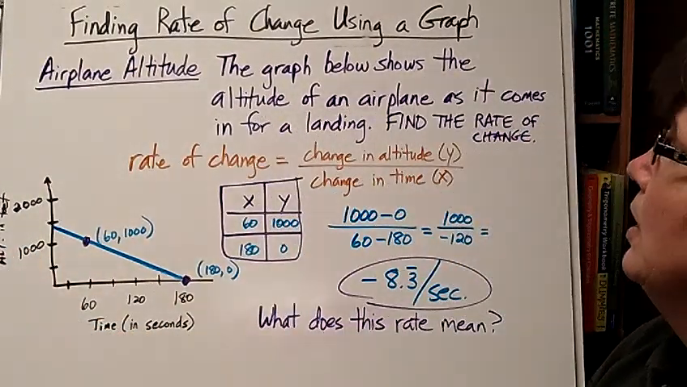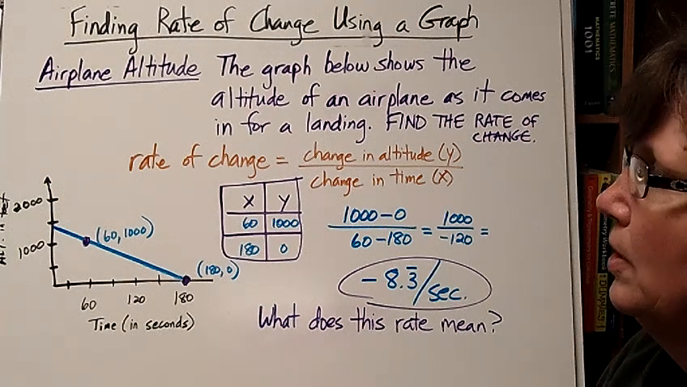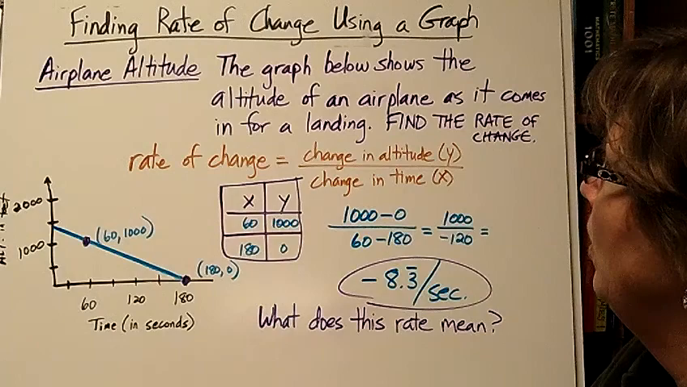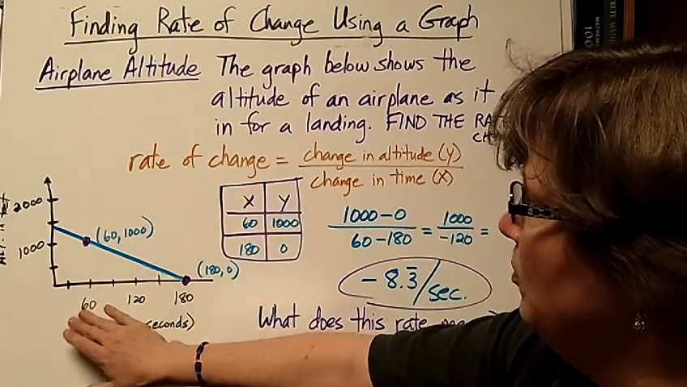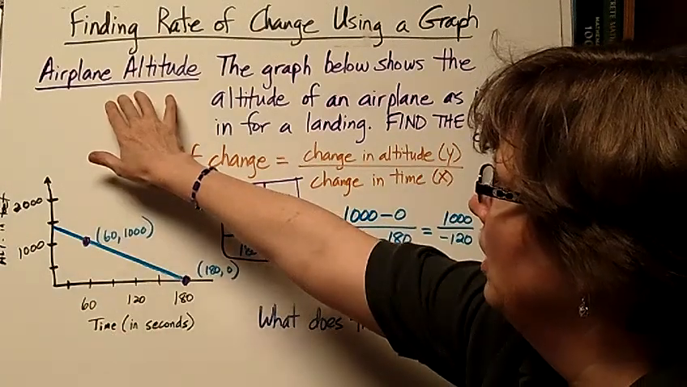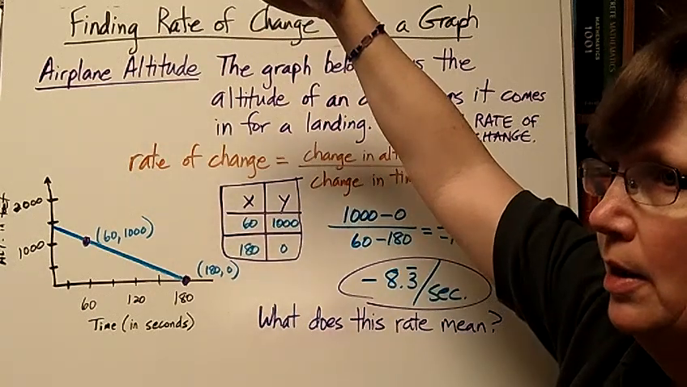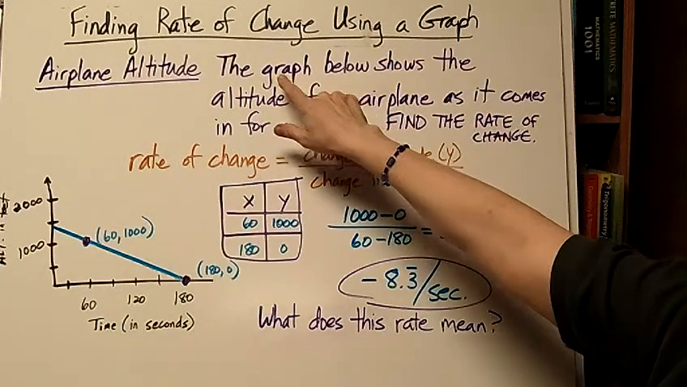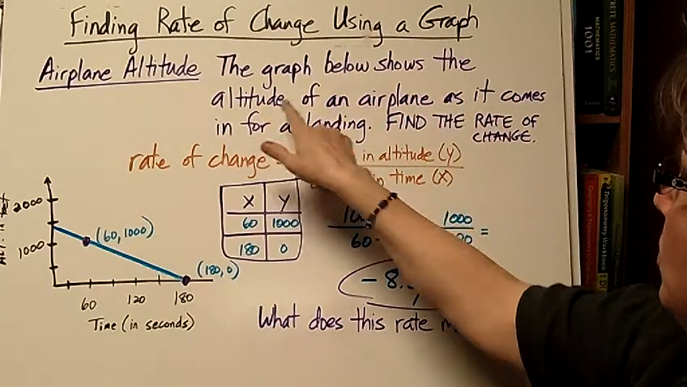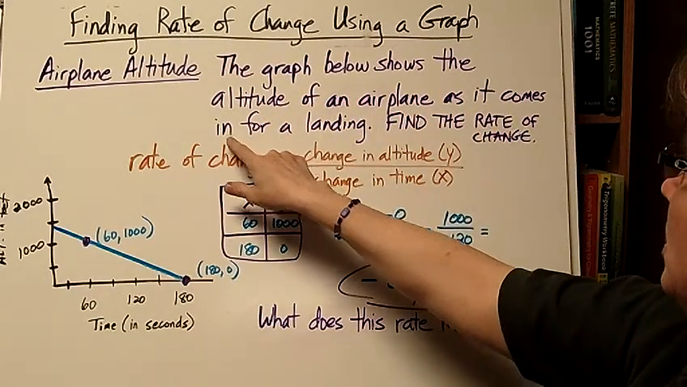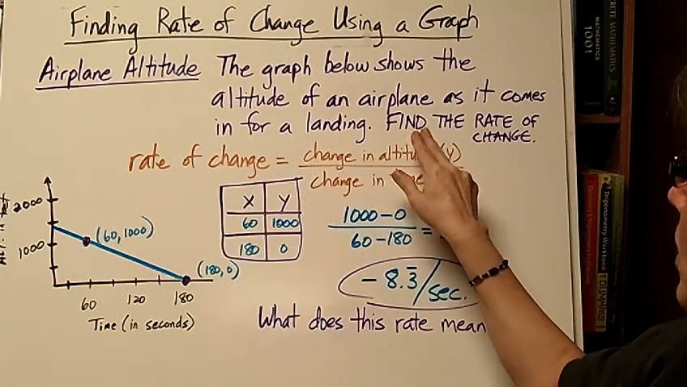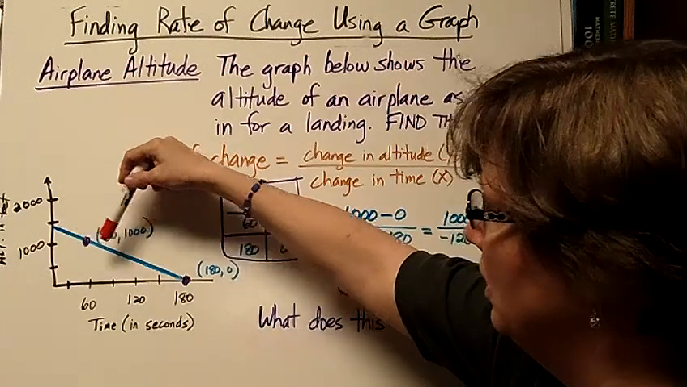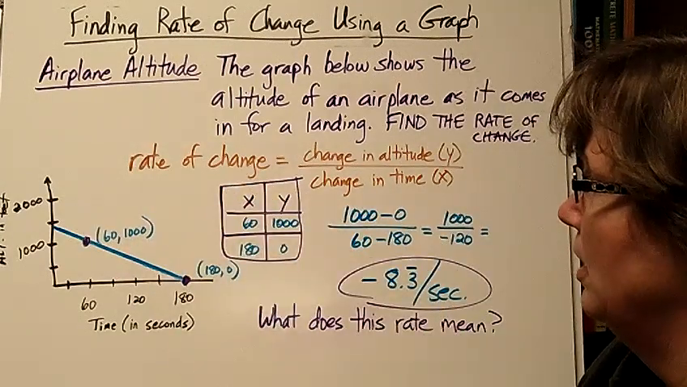Secondly, we're going to find the rate of change using a graph. In the last chart, we used a table. Now we can find the rate using a graph. The graph below shows the altitude of an airplane, or how high the airplane is above the earth, as it descends and comes in for a landing. We are assigned to find the rate of change. Again, all you need is 2 points to find the rate of change.